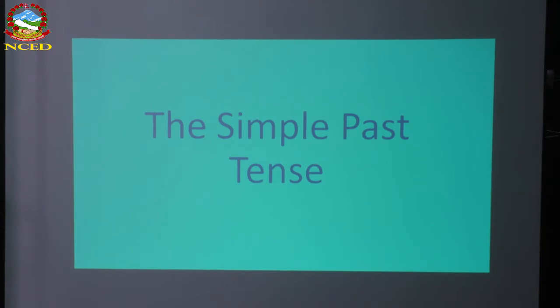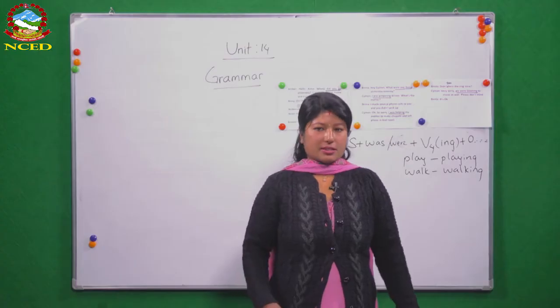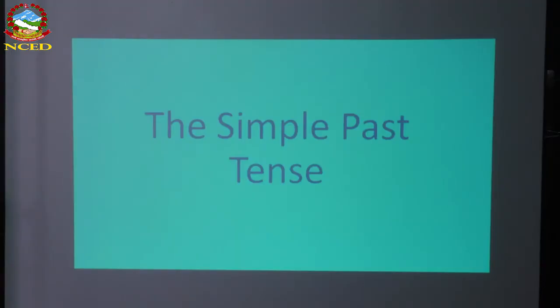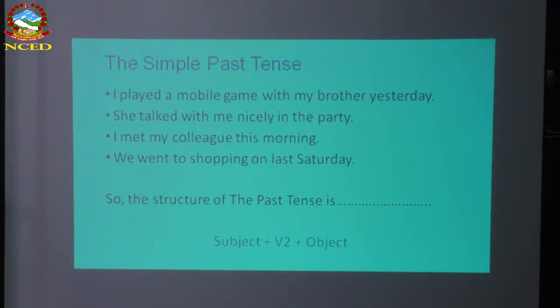The simple past tense, past simple tense. So look at here. I played a mobile game with my brother yesterday. She talked with me nicely in the party. I met my colleague this morning. We went shopping last Saturday.